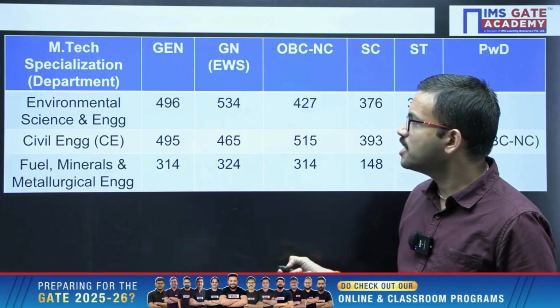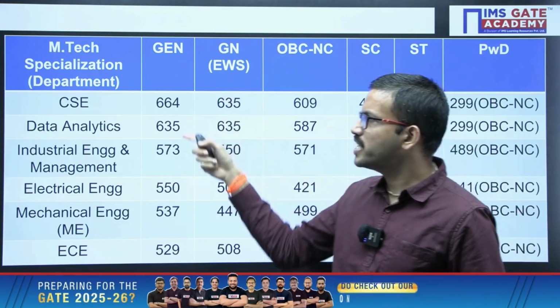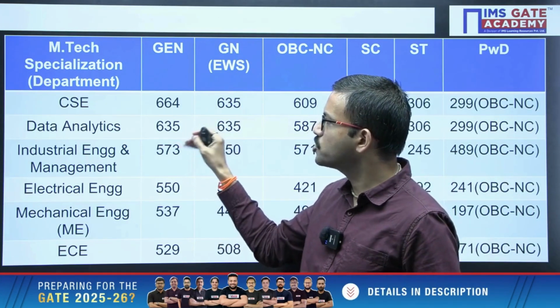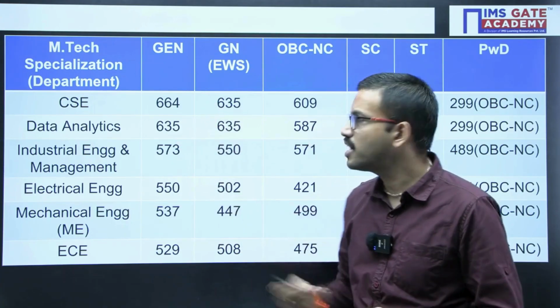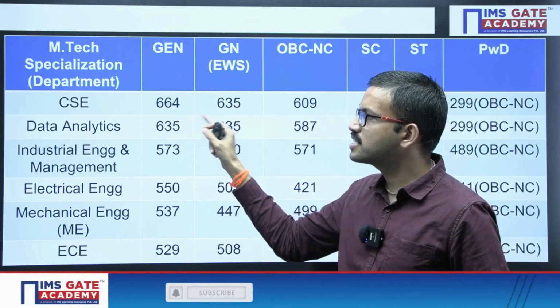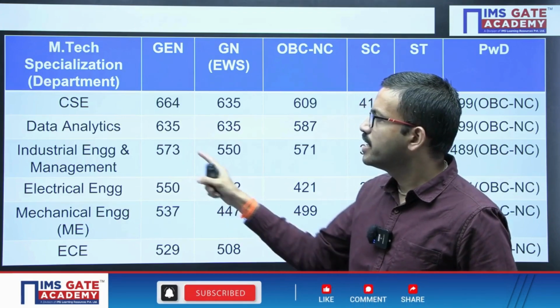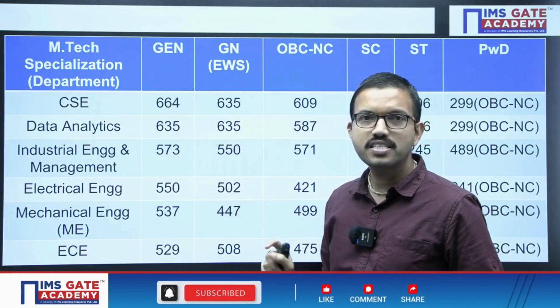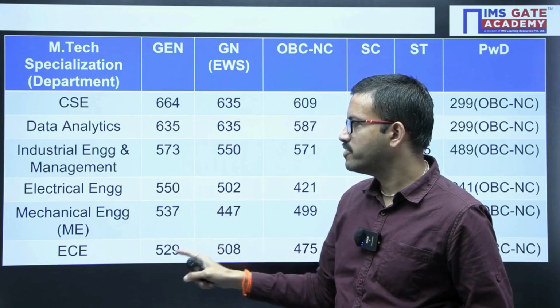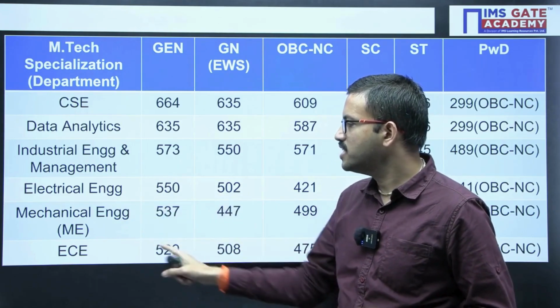Now you can see here, in order to get the CSE branch, you should have around 650 plus, or 664 for CSE, 635 for data analytics, right? Industrial, you can see around 573, whereas for electrical 550, and mechanical 537, EC 529.